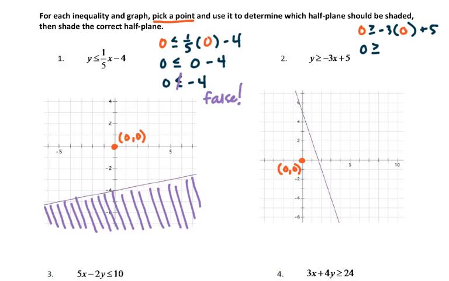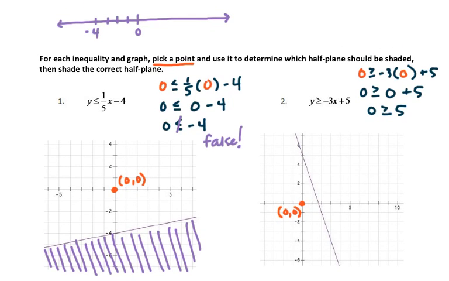Okay, if we simplify the right side, negative 3 times 0 is just 0, and then we have that plus 5. And so now we're asking ourselves, is 5 to the right of 0? Let's see, 1, 2, 3, 4, 5. All right, so is 0 greater than or equal to 5? And as you can see, 5 is what is to the right of 0, not vice versa. Okay, so since 0 is not greater than or equal to 5, this is not true.